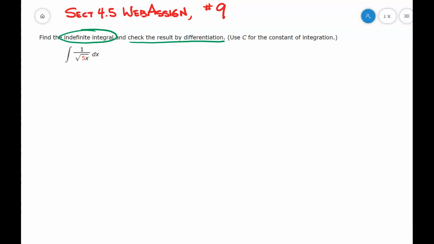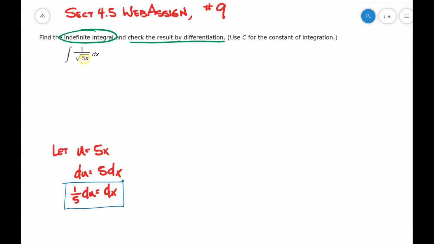at this problem. We need to antidifferentiate 1 over the square root of 5x. We need to do that with respect to x. So when I look at the problem, I see that I have that 5x inside a square root function. So I'm going to start by letting u equal 5x. That means du equals 5 dx. I don't need 5 dx. All I need is 1 dx, so I'm going to solve for that. And I have this, which is the key to my u substitution.